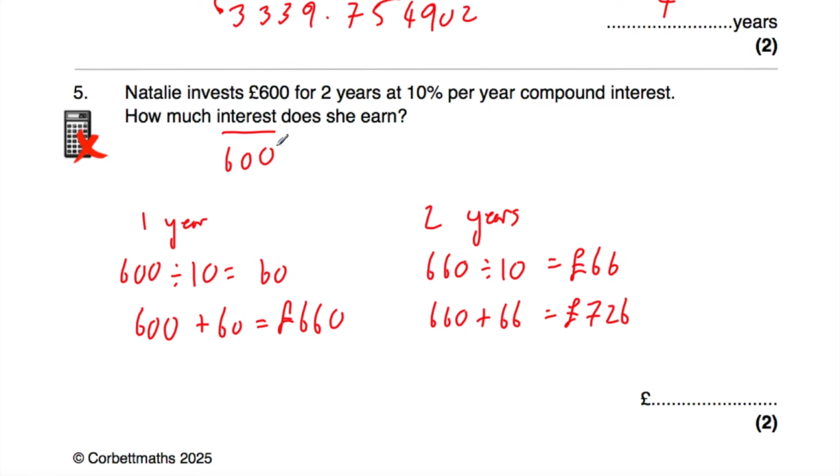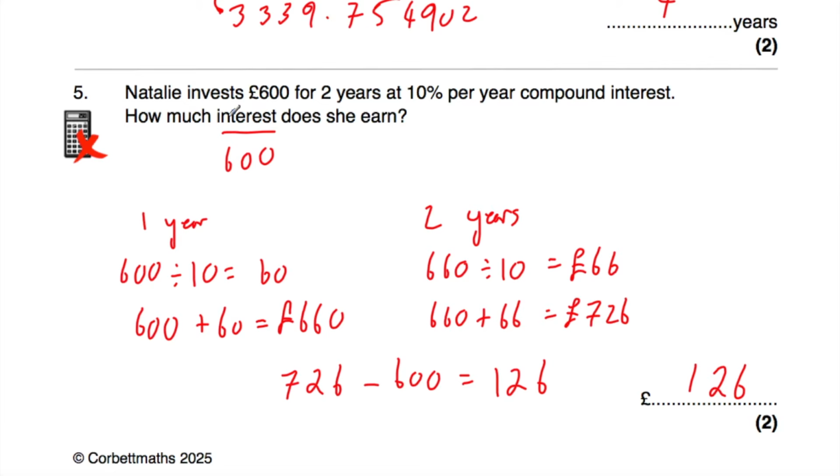Now the question says how much interest does she earn? So she's got £726 in the bank, but initially she put in £600. So the amount of interest that she earned would be £126. So that's it. She earns £126 in interest. She earns £60 in the first year and another £66 in the second year, and altogether that'd be £126.